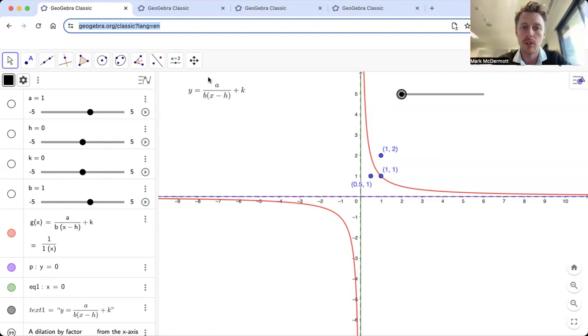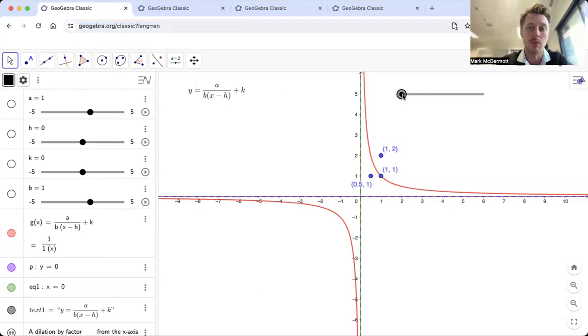So you can see here we have the general form, y equals a over b times (x minus h), plus k. If a is 1, b is 1, h is 0, and k is 0, as we have on the settings at the moment, what we're going to have is just the graph that we can see down here, which is just 1 on x. Okay, and then we can start to talk about what all of these things do. Now, we should be somewhat familiar with this from the transformations unit that you did.